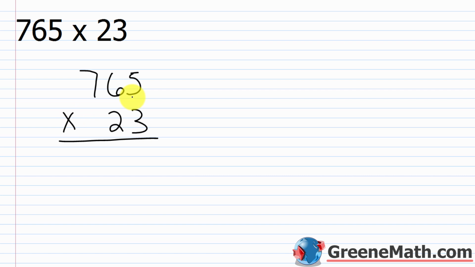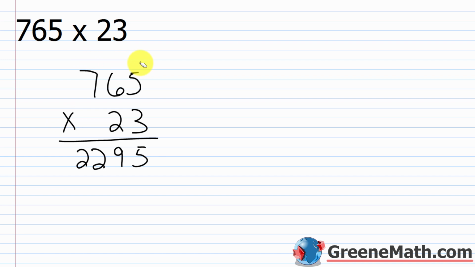So 3 times 5 is 15. Put a 5 down, carry a 1. 3 times 6 is 18, plus the 1 that we carried is 19. I'm going to put a 9 down and carry the 1. 3 times 7 is 21, plus the 1 that we carried is 22. And again, I can just write 22 because there's no more numbers out here.